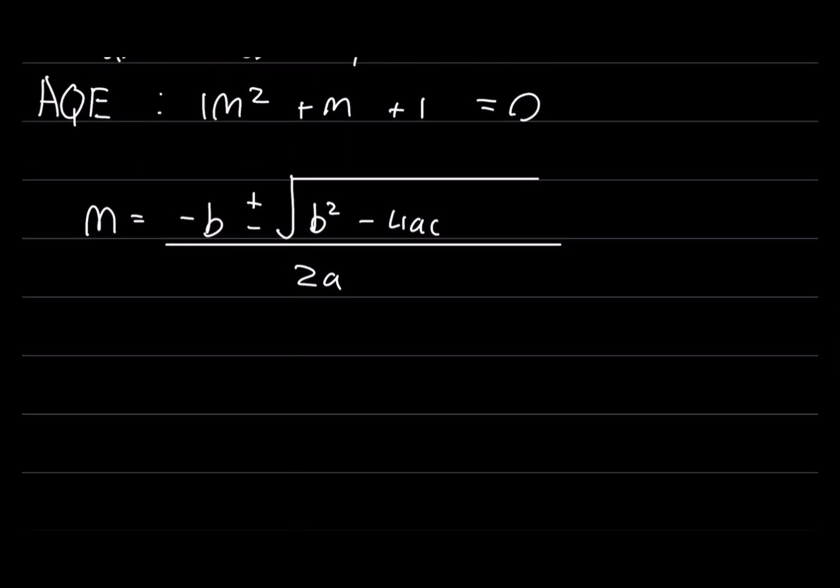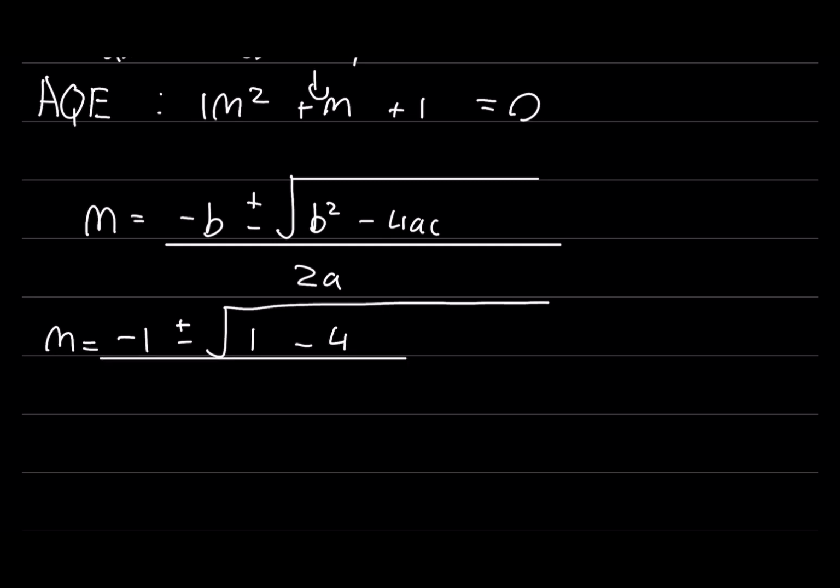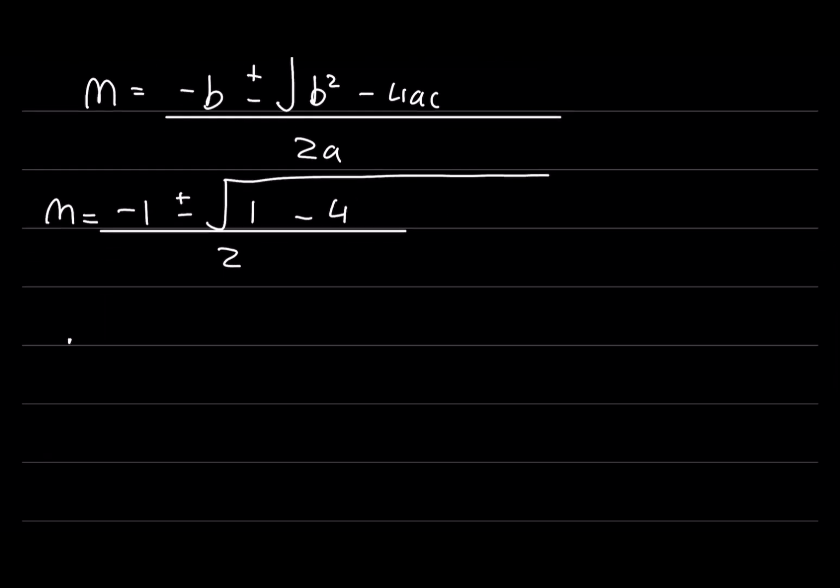So that means that m is going to be equal to negative b, so our b value here is 1, so negative 1 plus or minus the square root of b squared, which is 1 squared, minus 4 times 1 times 1, so minus 4, all over 2 times 1, so it's just 2. Simplifying this, we'll have m is equal to negative 1 plus or minus root negative 3 over 2.